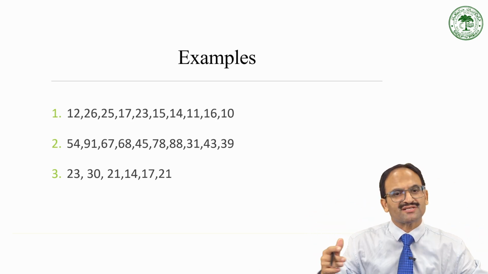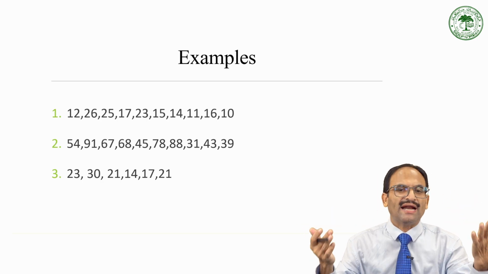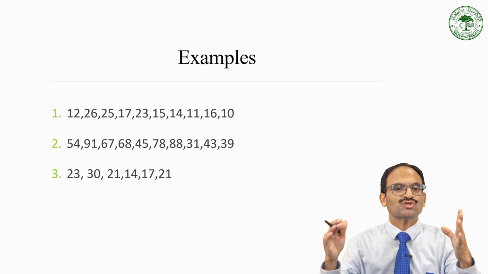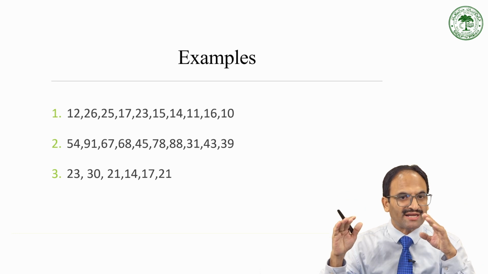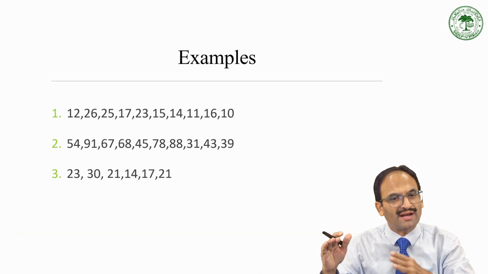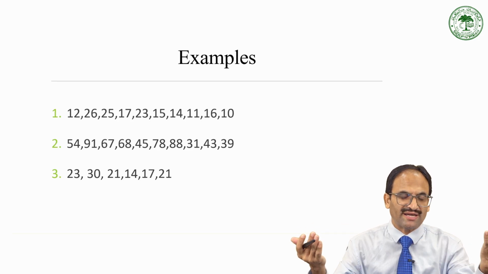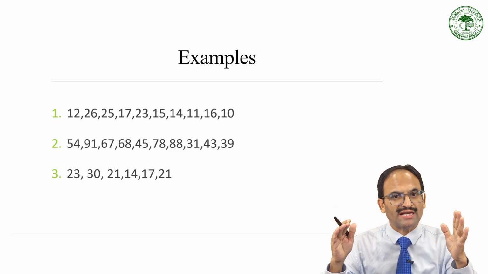So, again this is the case as in the previous case. Total numbers are 10, and 10 is not an odd number, rather it is an even number. So we have to locate the n by 2th number, then we have to locate the n by 2 plus 1th number, and then we will find the sum of these two divided by 2, and finally we will get the median. But before that, we have to arrange the whole data in ascending order.